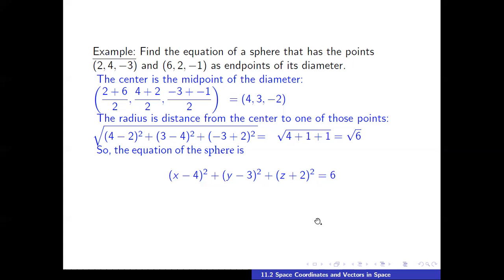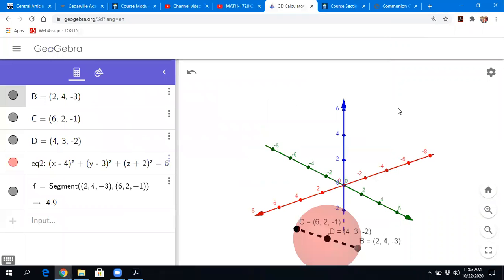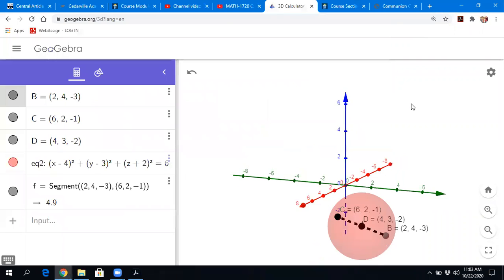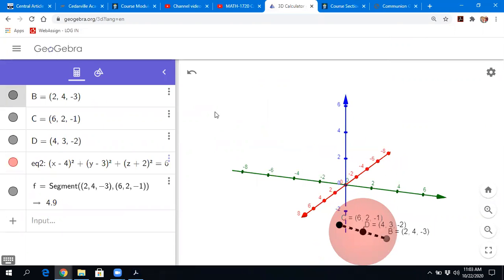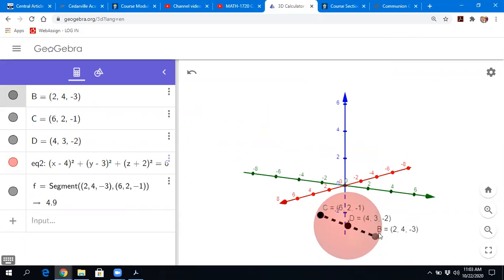Okay, so here's a little rendering of everything in GeoGebra. Okay, so do you see this thing? So here are the 2 points we started with. There's 2, 4, minus 3, 6, 2, minus 1. Here's the midpoint. I even drew a segment on here. Now, you can be a complete idiot, and believe me, I am, with GeoGebra and still sort out what to do, okay? You basically just start typing whatever you think you might want to use.